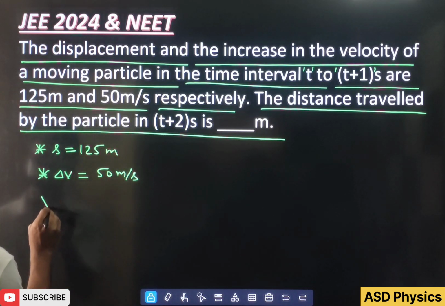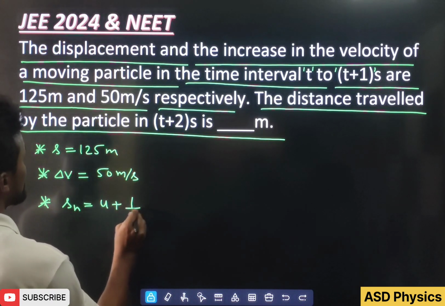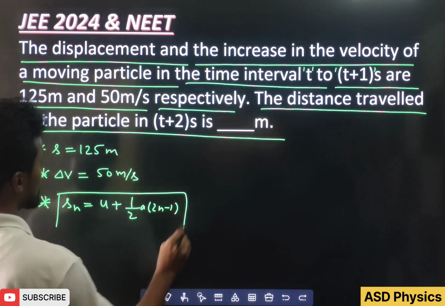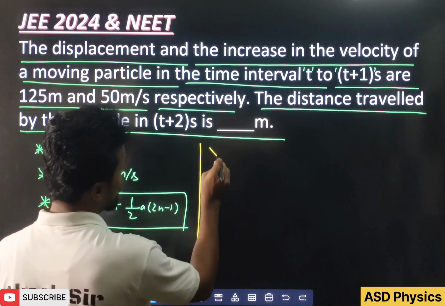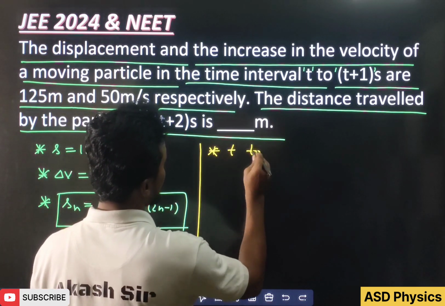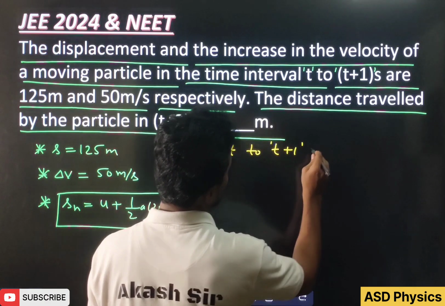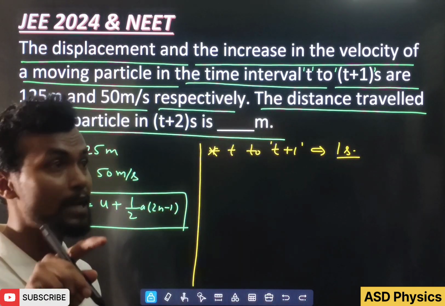So here, as it is a matter of 1 second, remember that I will use the formula Sn equal to u plus half a into 2n minus 1. This formula I am going to use here. So first we are going to use it for t to t plus 1 second. Now, t to t plus 1, that means how much here? 1 second. Time interval how much here?